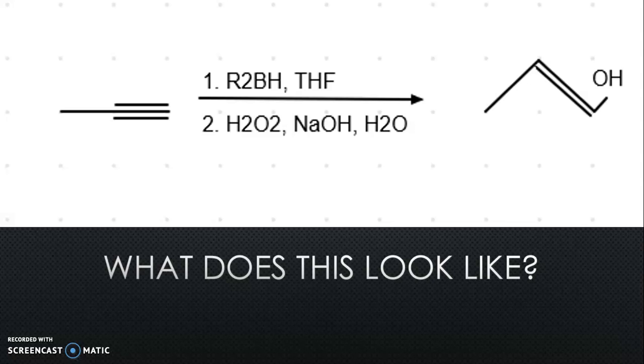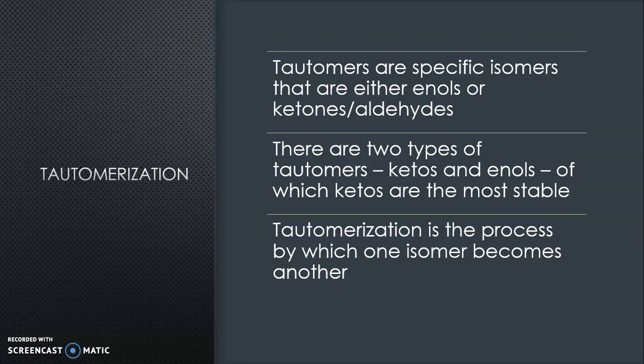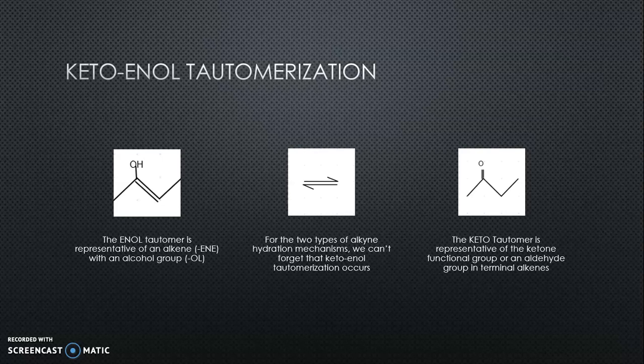So I just want to mention that these two products are not the final products of this reaction. And here's why. There's something called tautomerization. So what is a tautomer? Tautomers are specific isomers that are either enols or they can be ketones and aldehydes. So it's either an enol or a keto, and the ketos can be aldehydes too. Tautomerization is the process by which one isomer becomes another, and the keto tautomer is the most stable in a linear molecule.